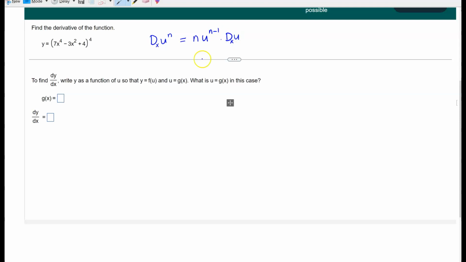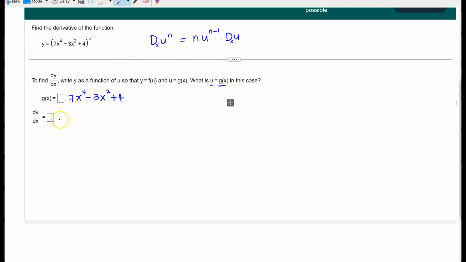to x. So in this case, our u, which is g of x, is just the expression inside the parenthesis or the base. So if we let u be equal to 7x to the 4th minus 3x squared plus 4, then we will be able to use the power rule. And so to differentiate this, we follow the formula here.